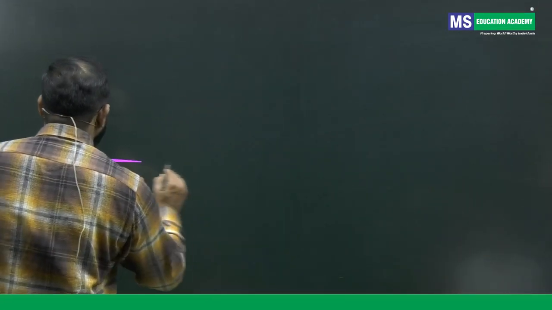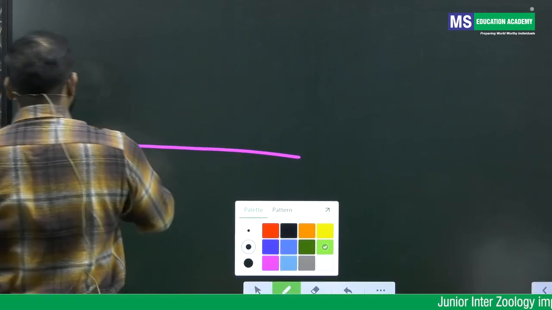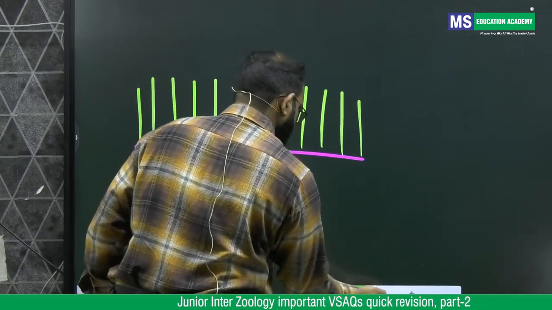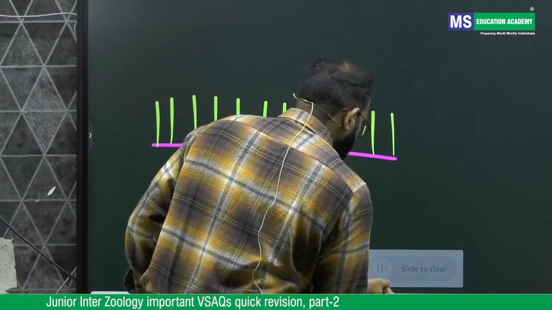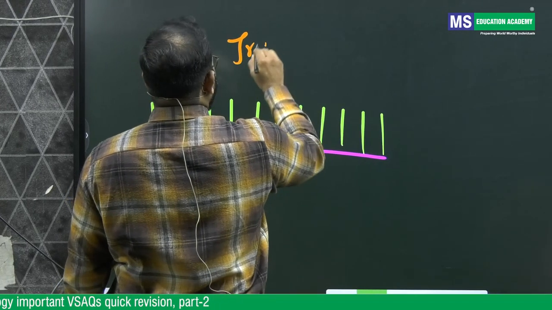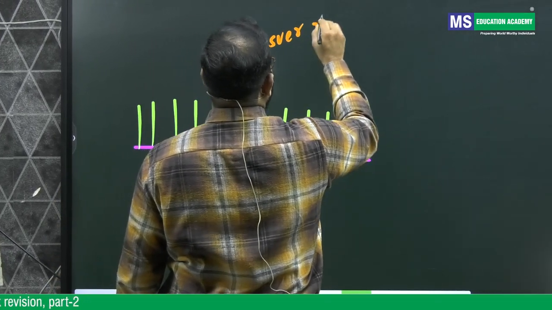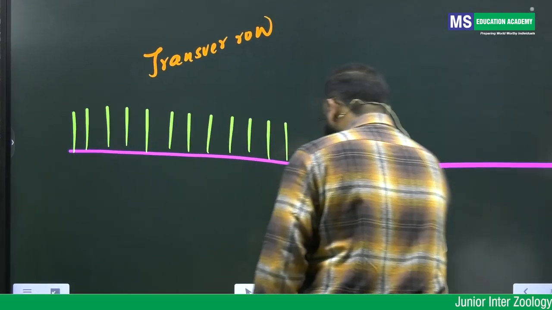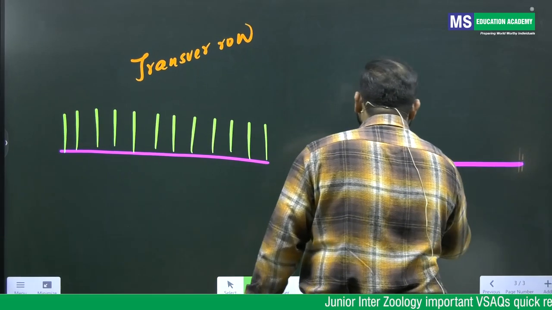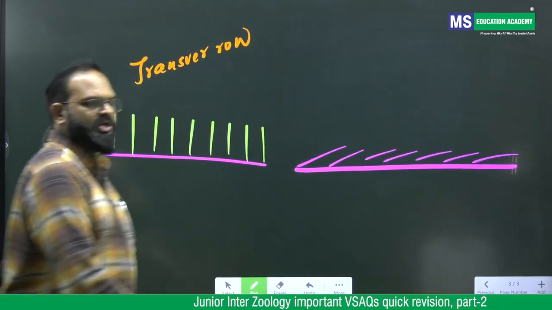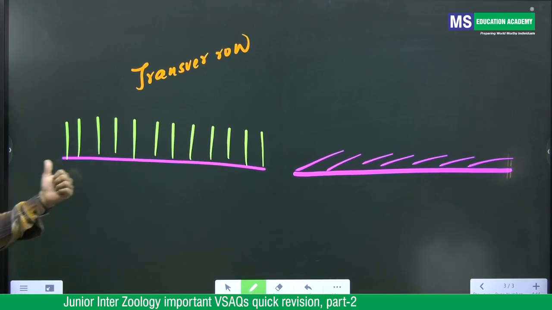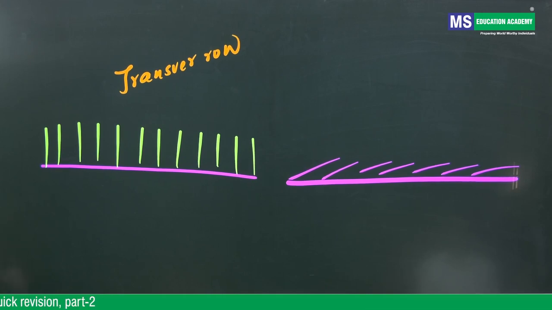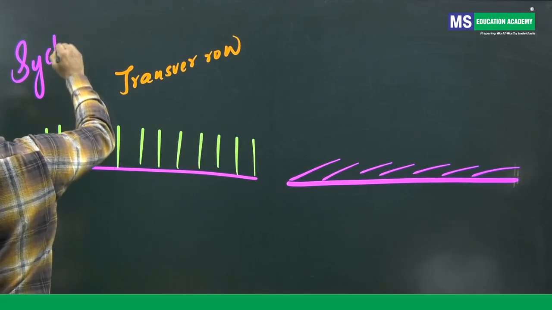Cilia present in a transverse row. For example, cilia are like this. They beat simultaneously, all together, bend at a time like this, in one direction. We call this type of bending of cilia, movement of cilia, as synchronous movement.